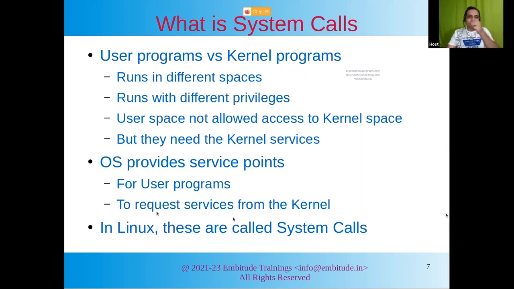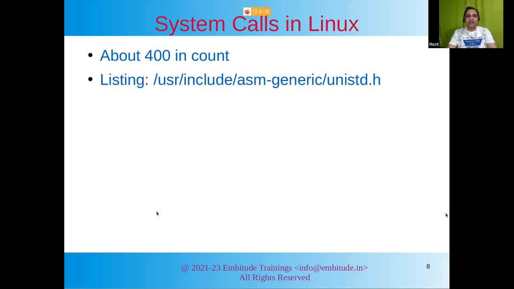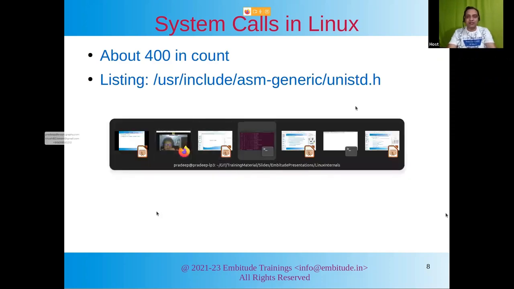All right, we have already discussed this. Now let's move on. In Linux, we have around 400 system calls. If you want to see the listing, you will find it in usr/include/asm-generic/unistd.h. So let's look into this particular file.